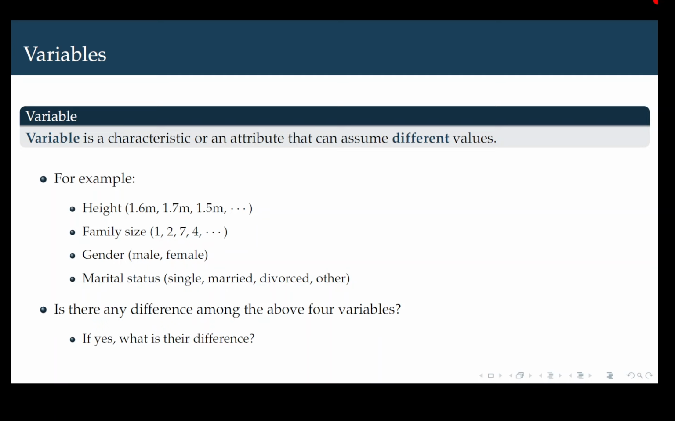Therefore, any characteristic or an attribute that can assume at least two different values, or any characteristic or an attribute whose values vary from object to object or from individual to individual is said to be a variable. Now, if we look at these four variables, they have some difference. Especially height and family size assume numeric values, gender and marital status assume non-numeric values.